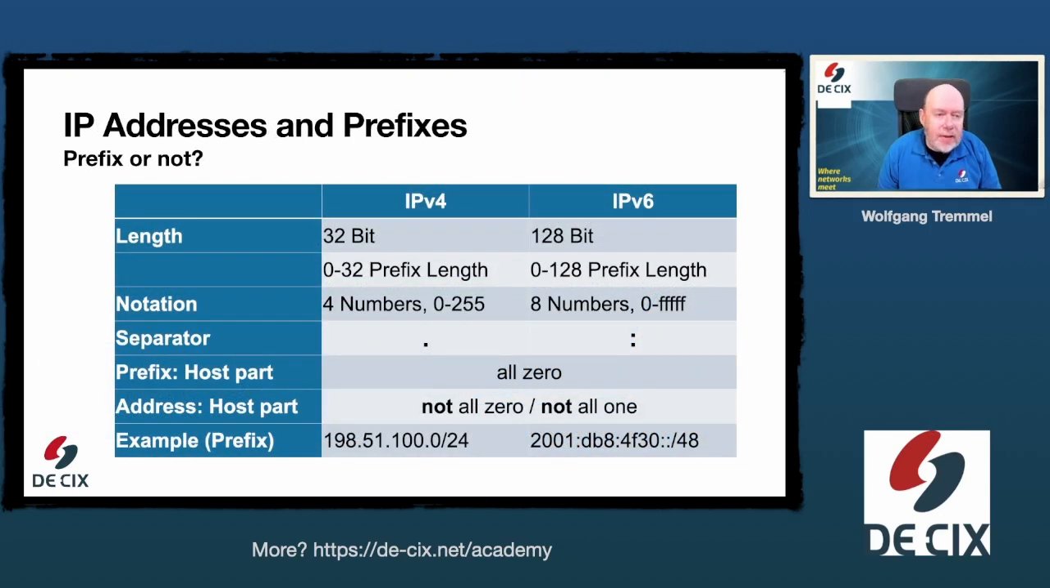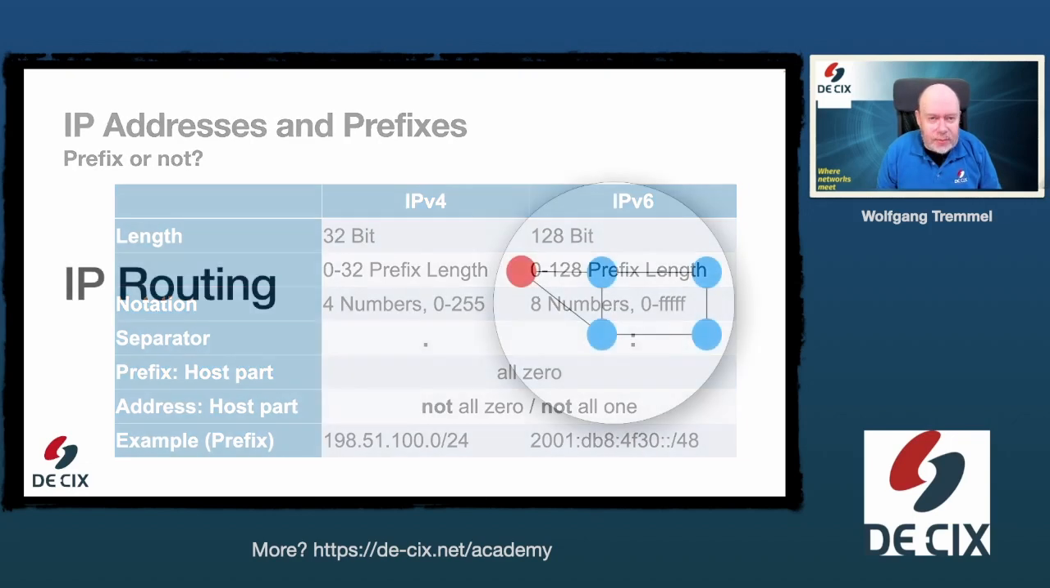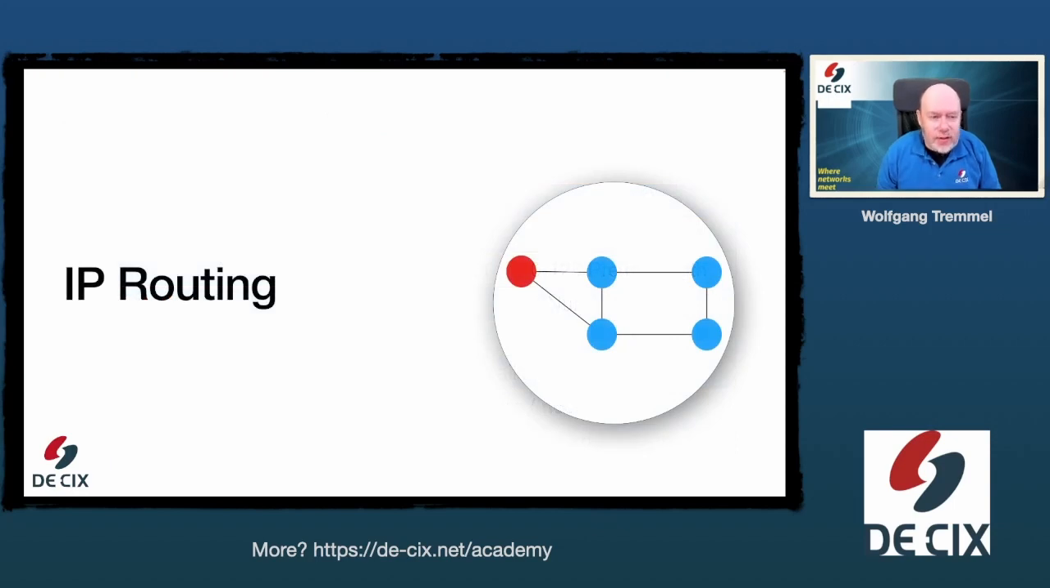So let's make a short comparison between IPv4 and IPv6. You've seen the writing: IPv6 is just longer and uses hexadecimal instead of decimal. But for prefixes, the same is true. It's written with a slash and the prefix length, and the host part is 0. So now that we know what prefixes are, let's talk about routing.